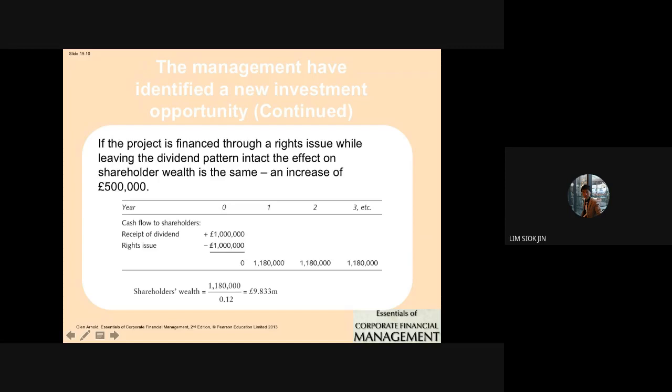Although this is not a very ideal move, it is to keep shareholders happy, that, oh, they still get dividend, so they don't feel so sad and they don't take it in a negative way. Hey, why don't I get dividend this year?